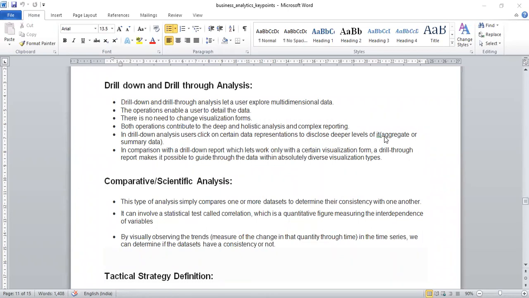In drill down, you just go one level deeper, and on one click you get an aggregate report or summary data. But in a drill through report, it is possible to guide your data within absolutely diverse visualization types.